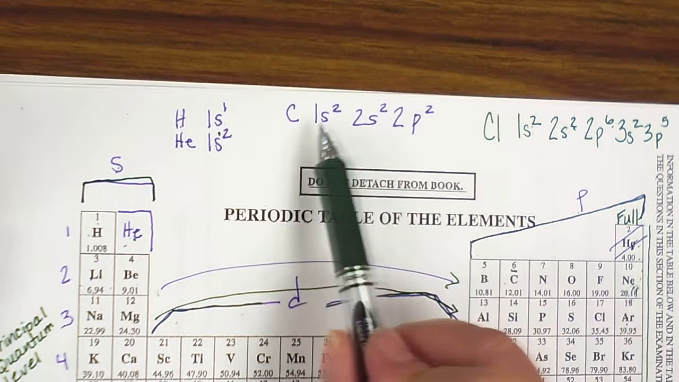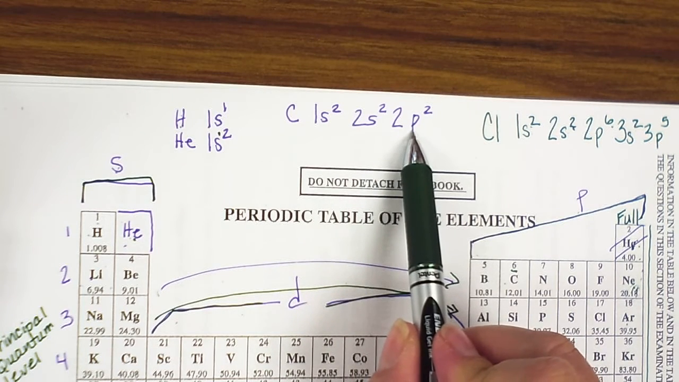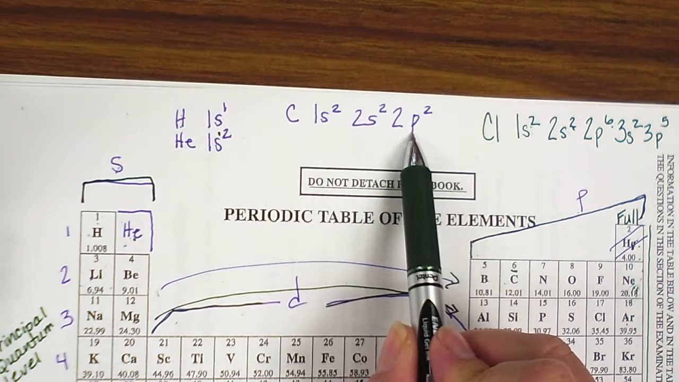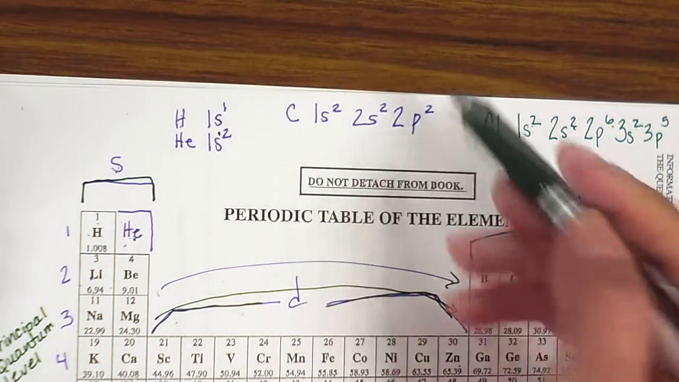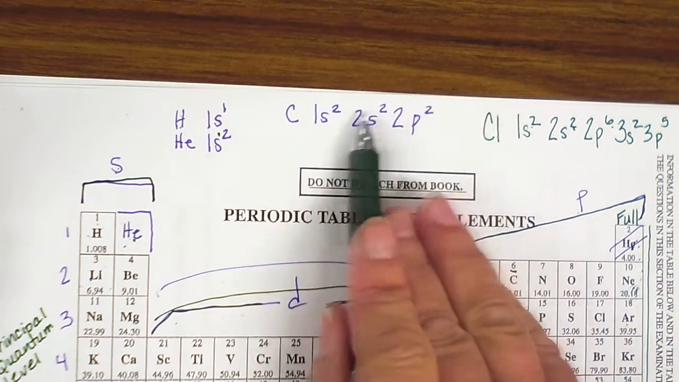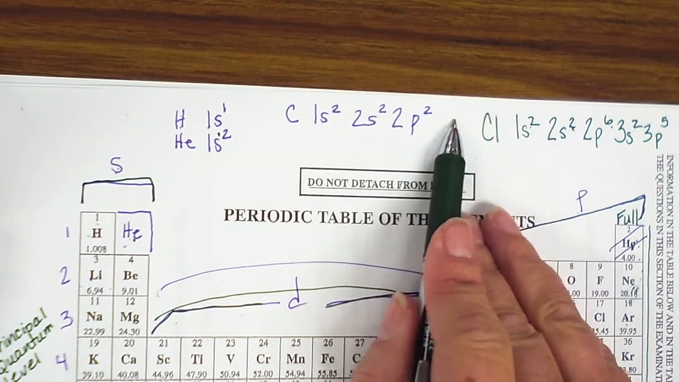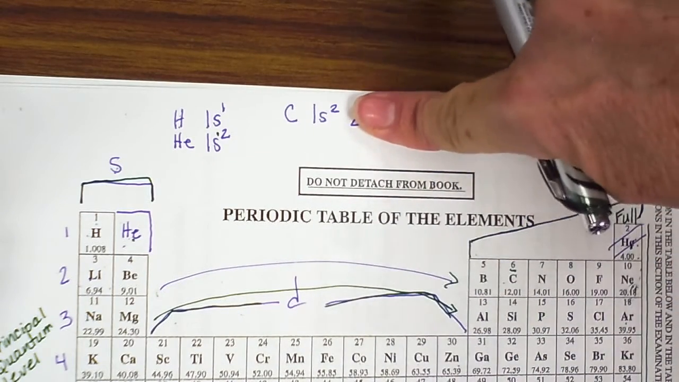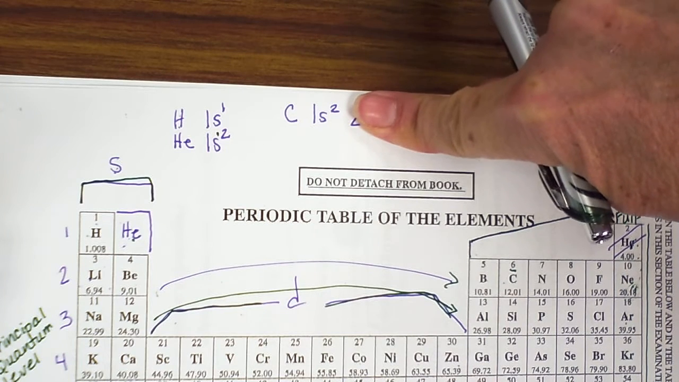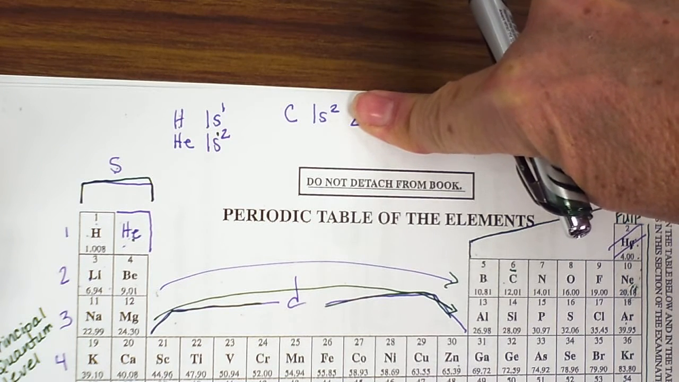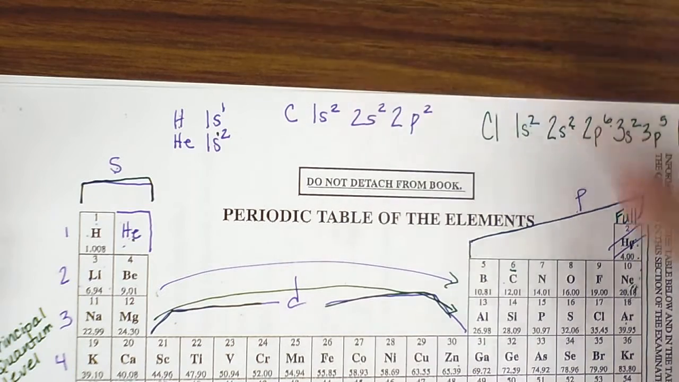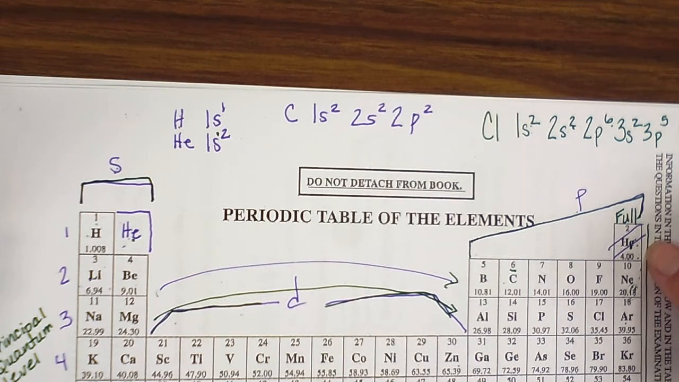How many does carbon need to be like a noble gas? 4. That's right. But it also could lose 4, couldn't it? It could gain 4 and be like neon, or it could lose 4 and be like helium, which is also a noble gas. Do you see that? So carbon has a choice, right? Okay? All right, let's keep going.